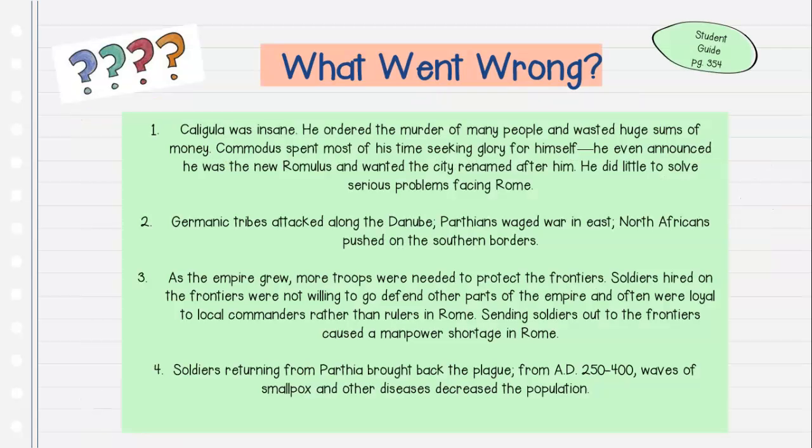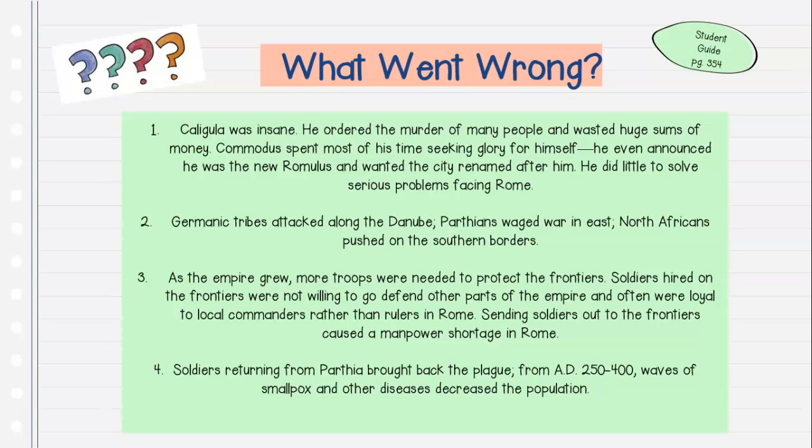So what went wrong? This is on page 354. So Caligula was insane. He ordered the murder of many people and wasted huge sums of money. He spent most of his time seeking glory for himself. He even announced he was the new Romulus, and he wanted the city renamed after him. He did little to solve the serious problems facing Rome.